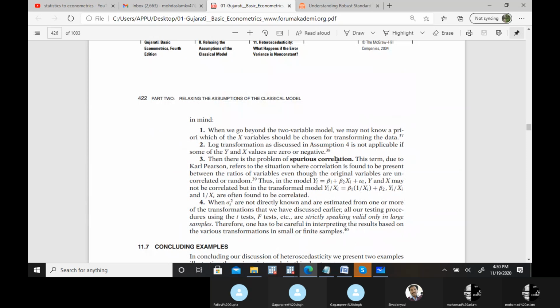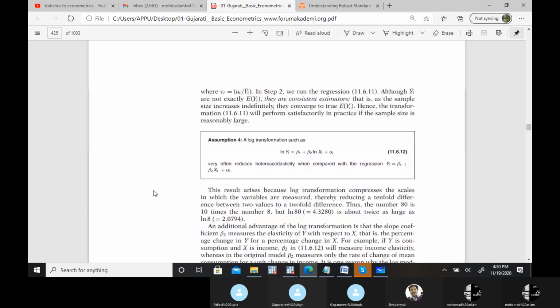Then there is the problem of spurious correlation, or when we go beyond the two variable model, we do not know a priori which of the x variables we have to transform. So there are so many other problems with these remedial measures. So this is heteroscedasticity.